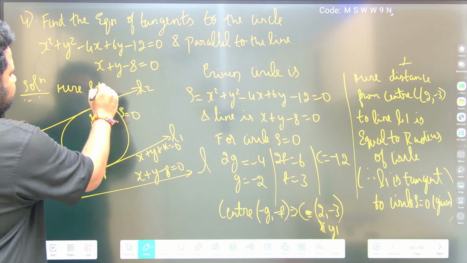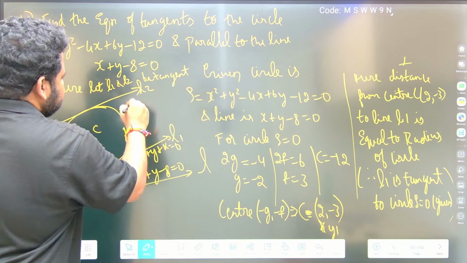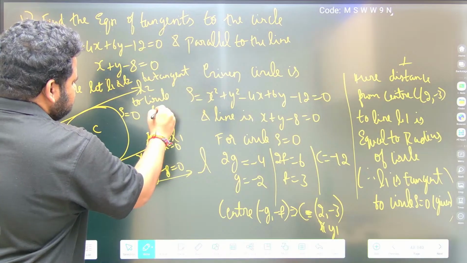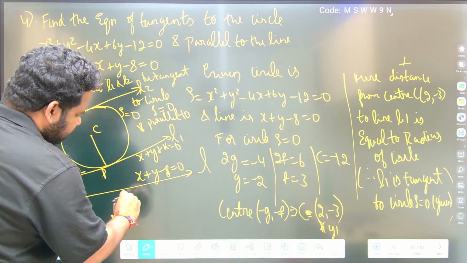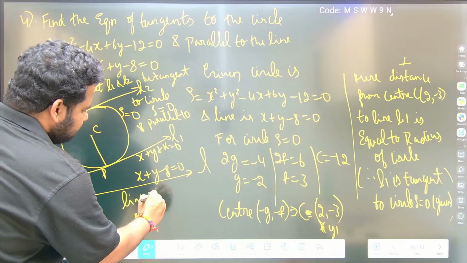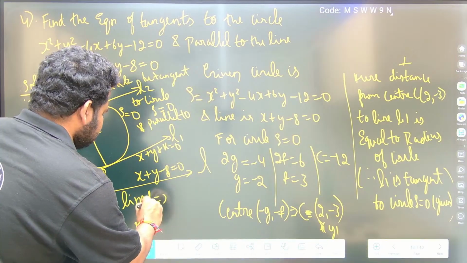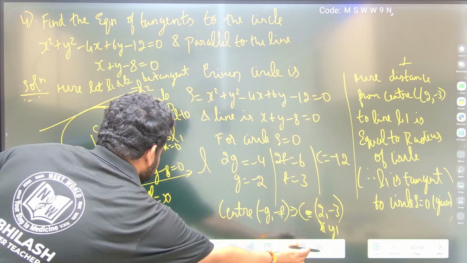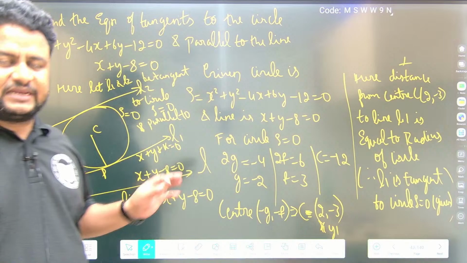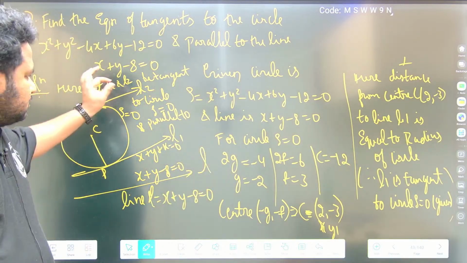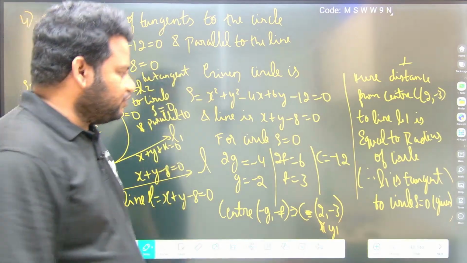Here let L1 and L2 be tangents to circle S1 is equal to 0 and parallel to line L, which is x plus y minus 8 is equal to 0. It is parallel to this line. We have to take, let L1 and L2 be the tangents to the circle S is equal to 0 and parallel to line L is equal to x plus y minus 8 is equal to 0. Now we have to find the equation of tangents, correct?